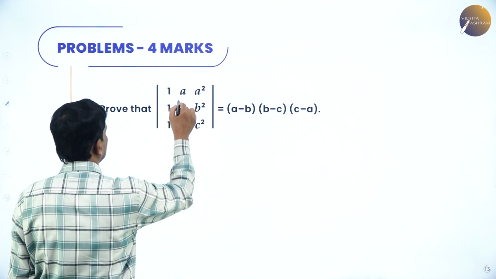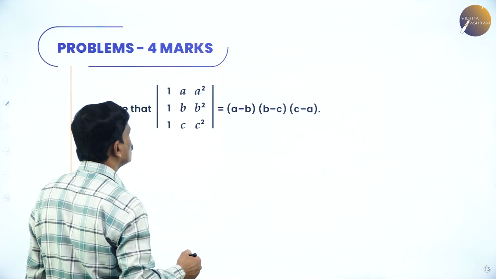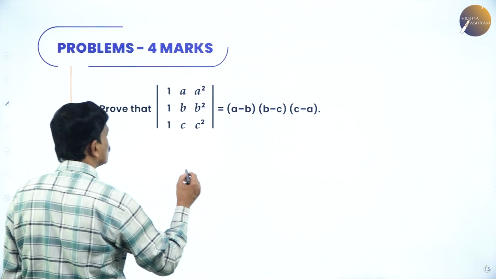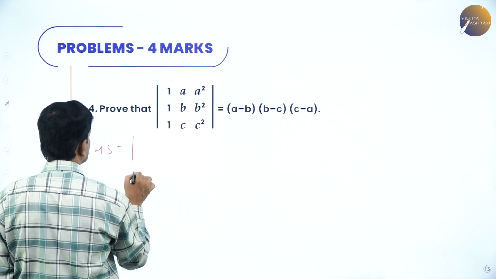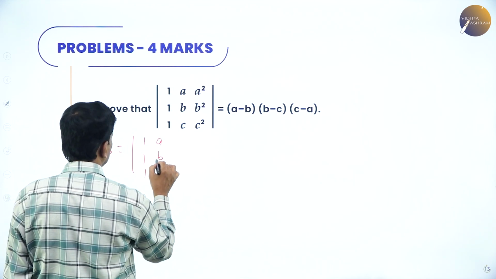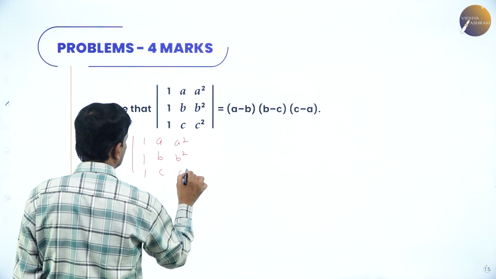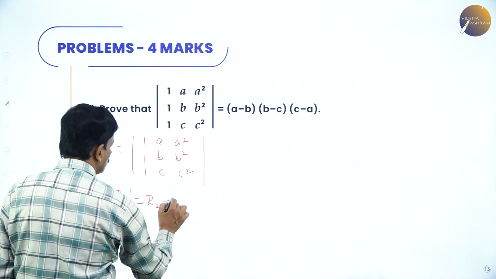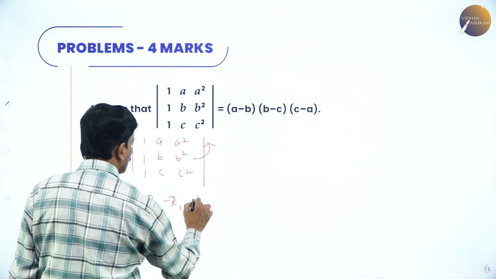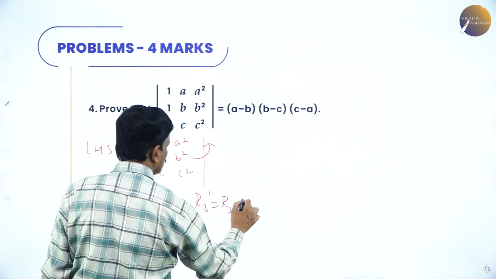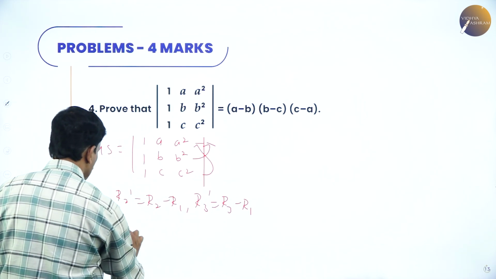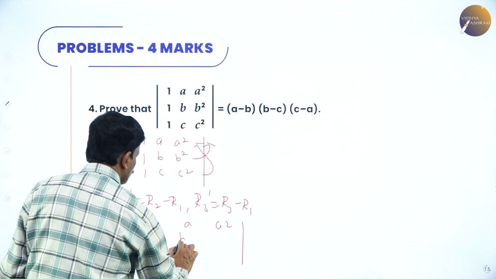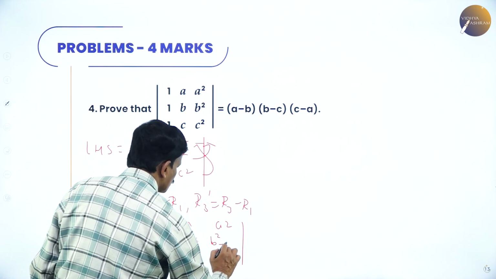Prove that the determinant with rows 1, 1, 1; a, b, c; a square, b square, c square is equal to a minus b into b minus c into c minus a. Now, let us take LHS: 1, 1, 1; a, b, c; a square, b square, c square. R2 dash is equal to R2 minus R1. Subtract these two. Similarly, R3 dash is equal to R3 minus R1. This minus this. So what are we going to get? 1, 1, 1 as it is, then 1 minus 1 is 0, b minus a, b square minus a square.